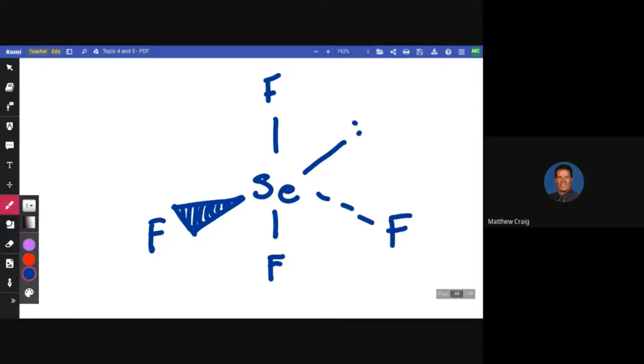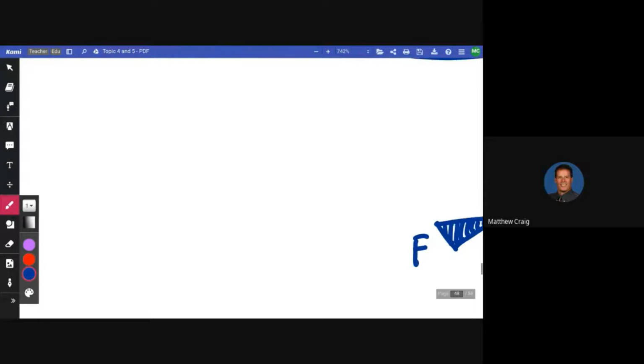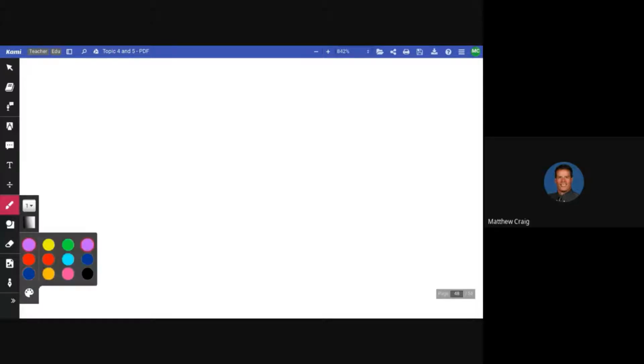Okay, let's do another one. Give me another shape. Which one do you want to look at? Just give me a shape. Tetrahedral. I like it. So tetrahedral. Methane is a great example of a tetrahedral.